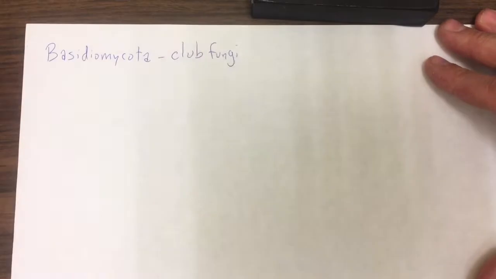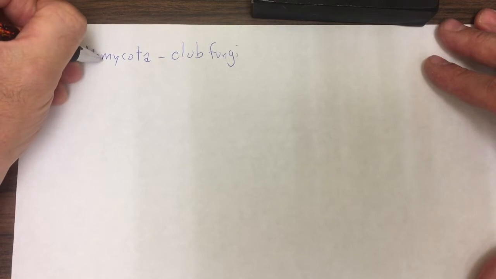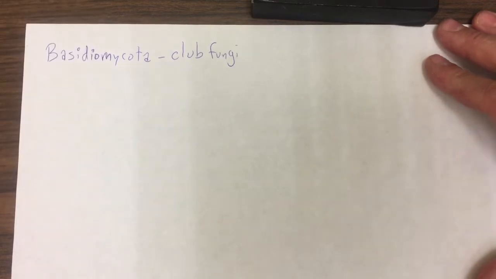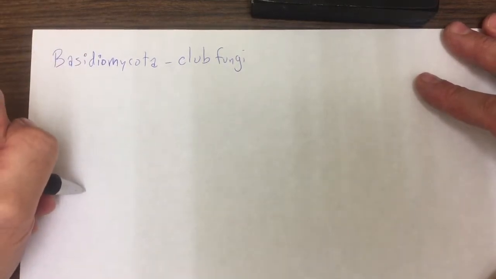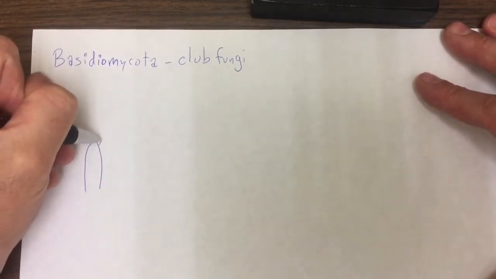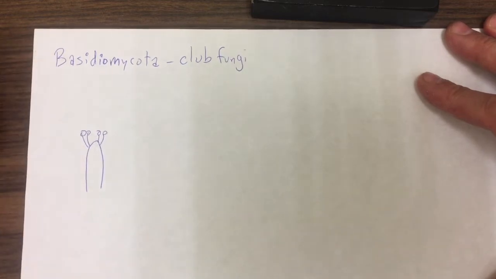Okay, in this video, I'm going to draw for you the life cycle of a typical member of the Basidiomycota, and these are your club fungi. They include most of the things that we think of as mushrooms, and a lot of other fungi as well, being one of our two largest phyla. And the thing that characterizes a member of this phylum is a structure with 4 spores on it called a basidium.